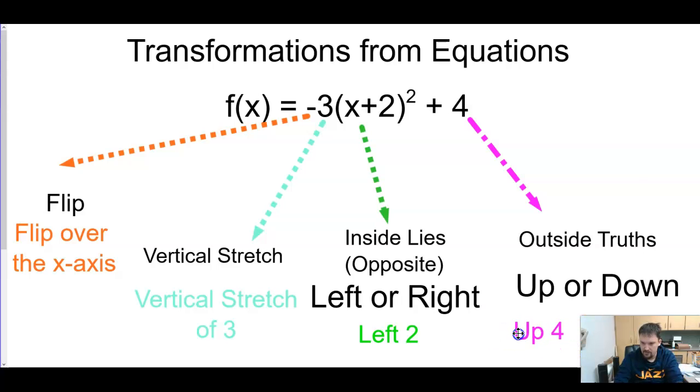There. So that one, in this case, went up 4. Now we're adding stuff up here in front of our function. So if it's a number, the number is a vertical stretch, is what it's called. So in this case, there's a 3 in front, and that's a vertical stretch of 3.